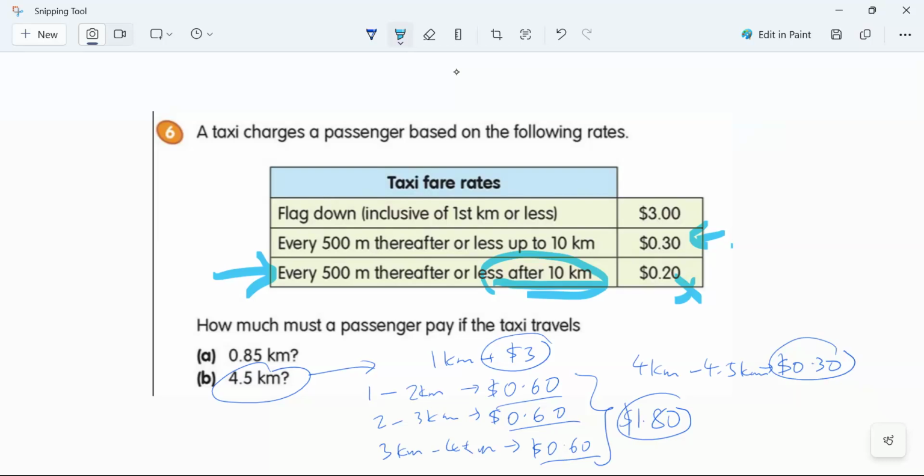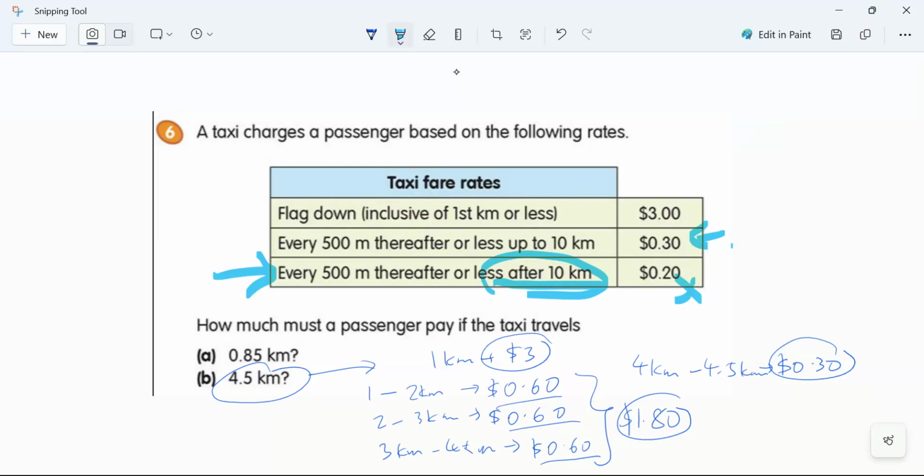Okay, travel, 2 kilometers, another 30 cents. Travel another 500 meters, another 30 cents. Another 500 meters, another 30 cents. Another 500 meters, another 30 cents. All the way until the distance goes to 10 kilometers. We have now reached the bottom. Now you carry on to travel.